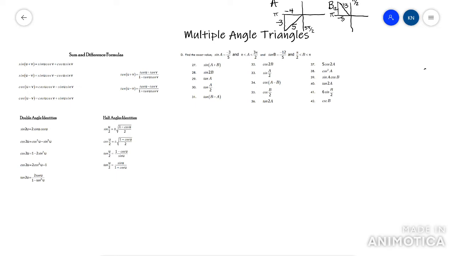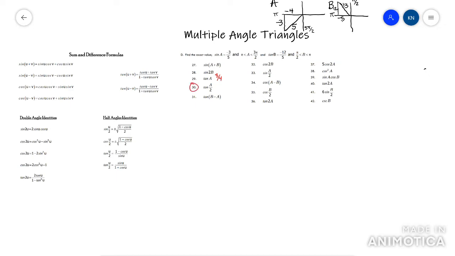So look at number 29. If they just straight up ask you tan A, nothing weird to it, then just look at A and tell me the tan, the y over the x. That would be 3/4. Done. So some of them, they're kind of trying to trick you. Some of them, though, like look at the next one, number 30.